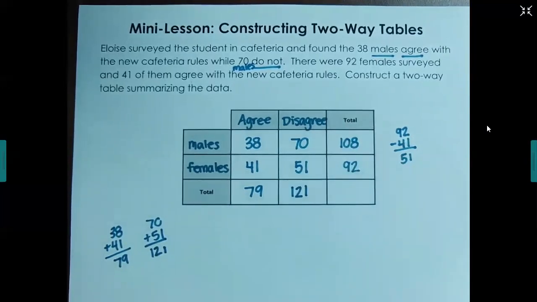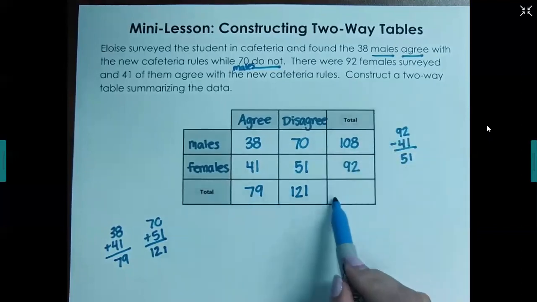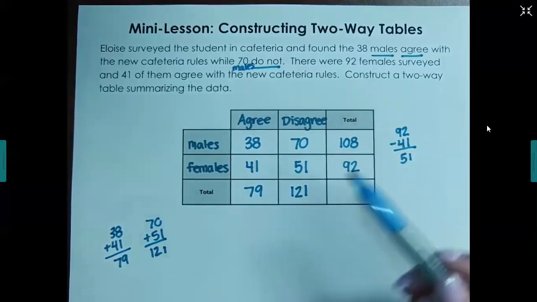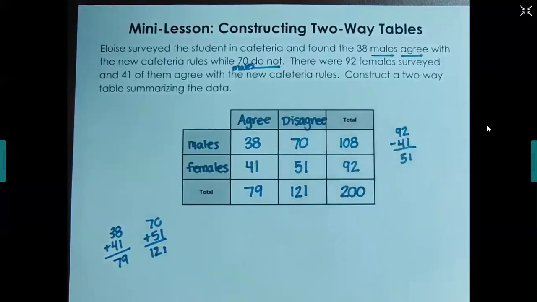Now check this out. This is how you know you filled out a two-way table correctly, because when I add the totals in either direction, this number better be the same. 108 plus 92 I know is 200, and 79 plus 121 I know is 200. We're done. We have constructed a two-way table.